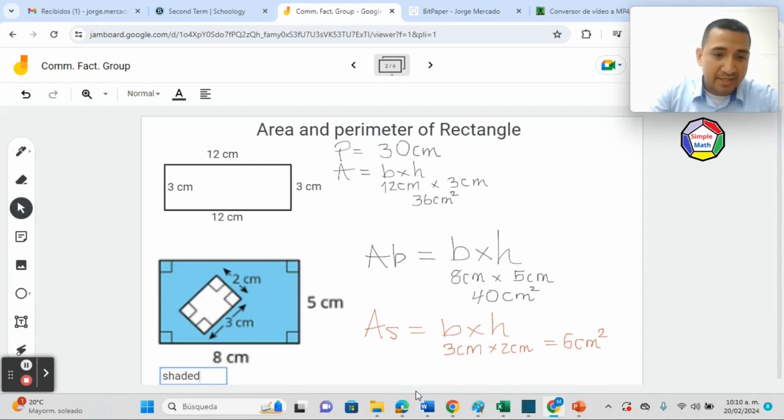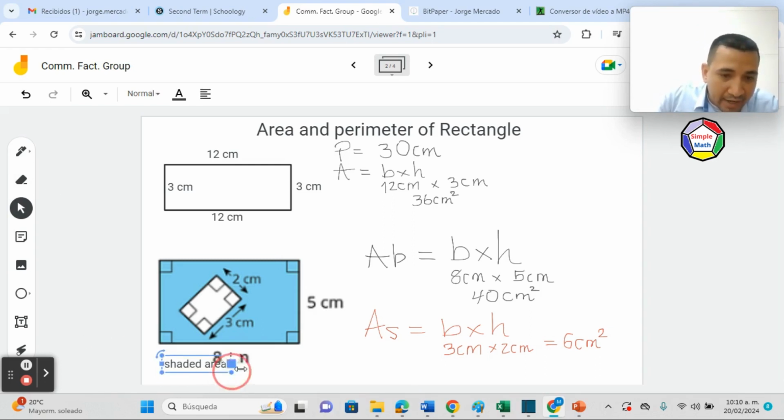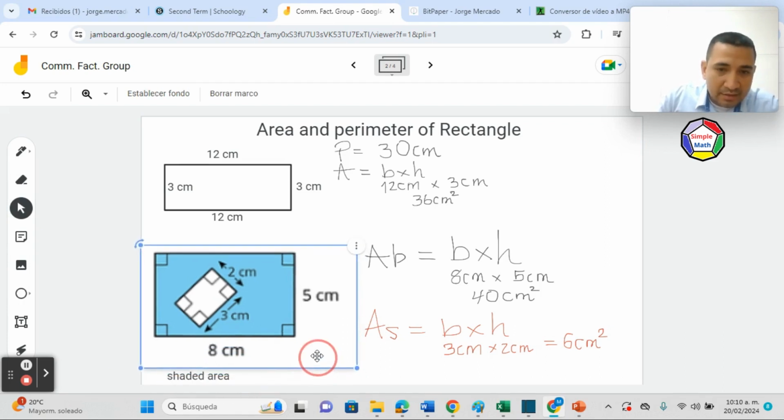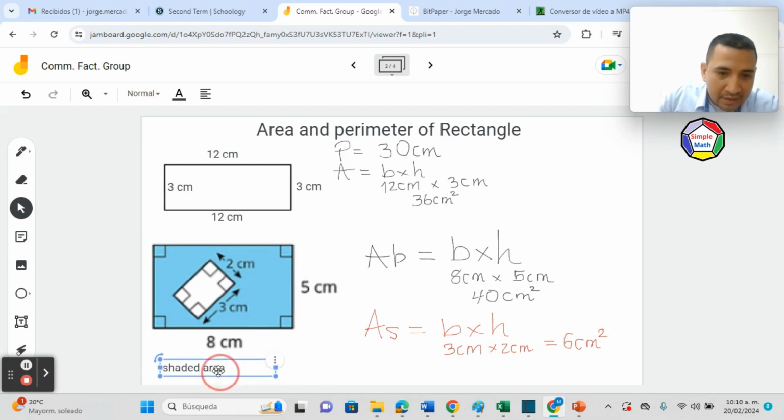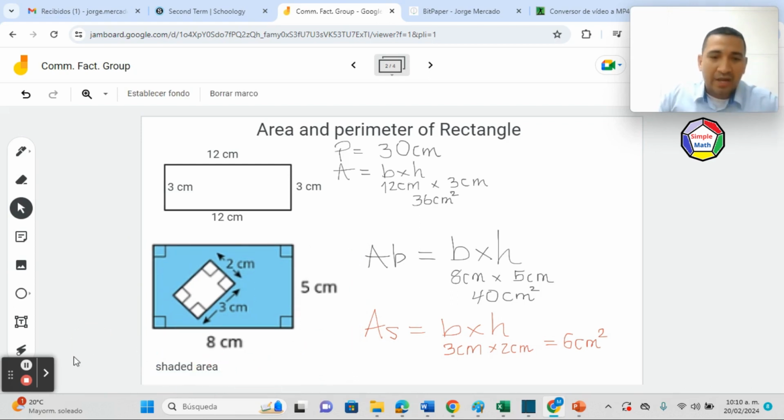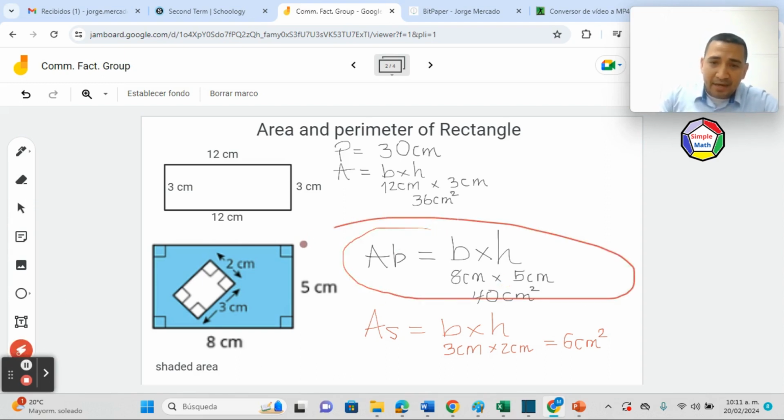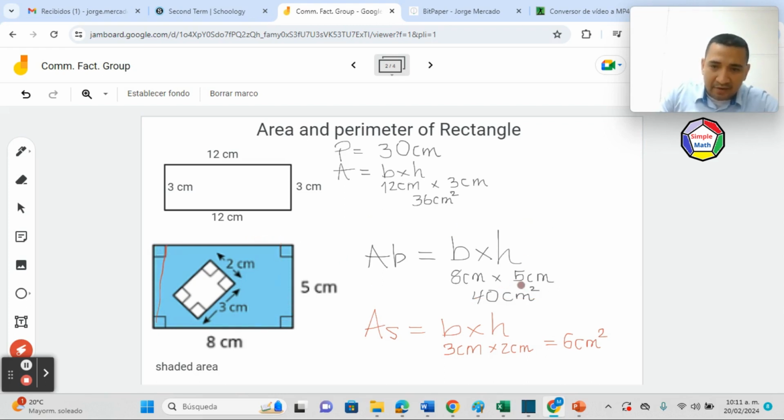Now, remember what shaded area is, which is finally the question we have. What is the shaded area? Give me a while. Let me move this a little bit. Okay, what is the shaded area of the whole shape? So we need to subtract the area of the big one, which is this, the area of the big one, which is 40, minus the area of the small plane shape, which is this.